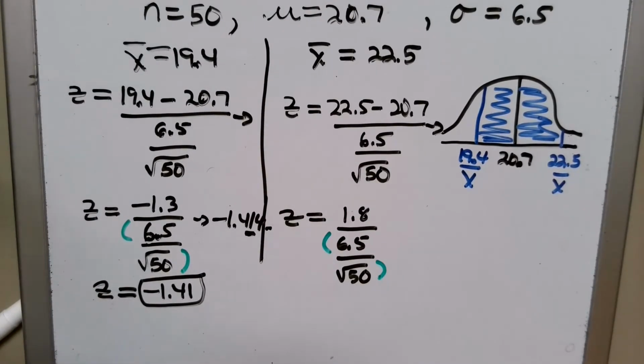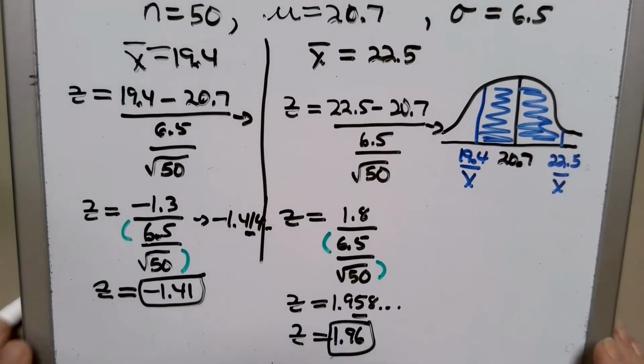So you're going to do 1.8 divided by, left parentheses, 6.5, again divided by, however you put in the square root of 50, which might require you to hit second or shift. So square root of 50, right parentheses, enter or equal, and you get 1.958 something. So we're going to round to 2 decimal places, and our z-score is going to be 1.96.